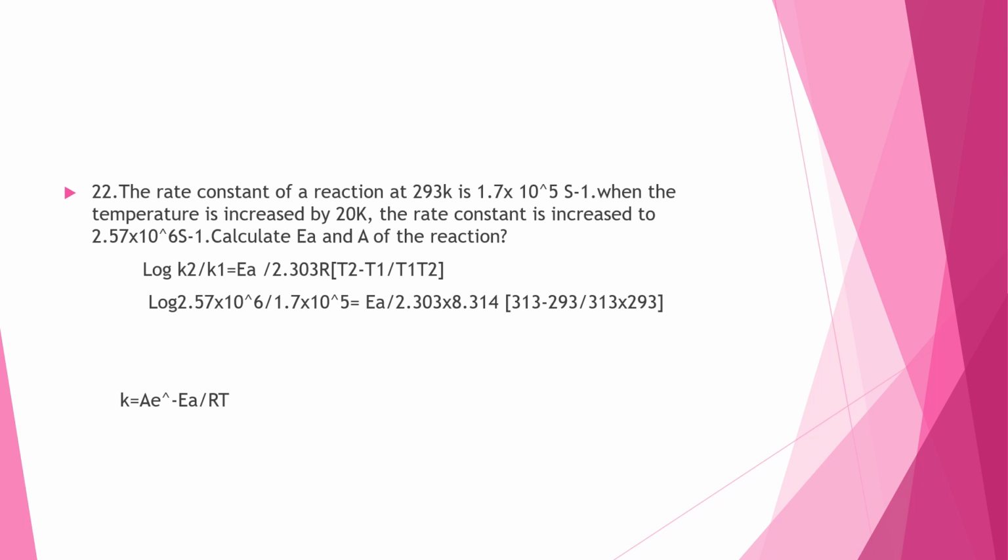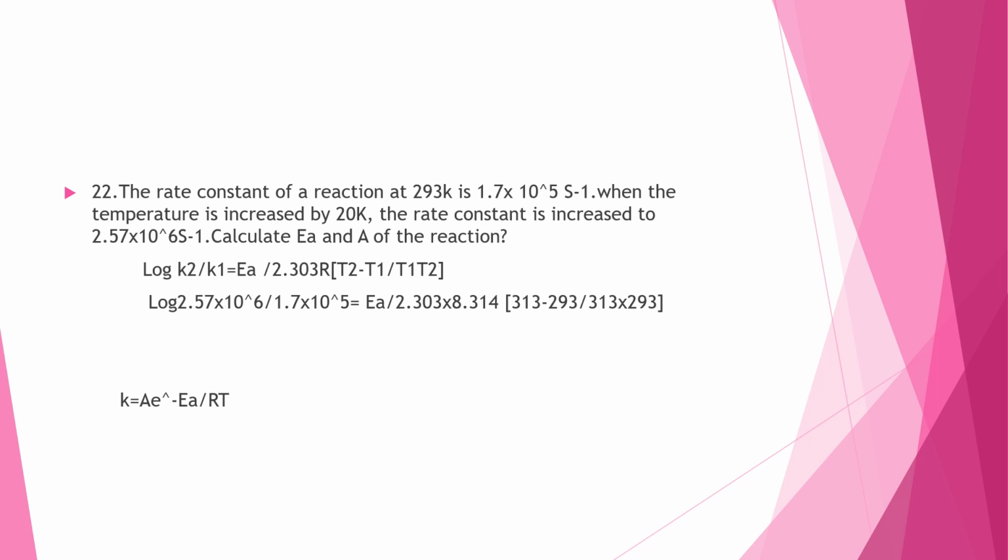Then question number 22, that is the problem. The rate constant of a reaction at 293 Kelvin is 1.7 into 10 raised to 5 second inverse. When the temperature is increased by 20 Kelvin, the rate constant is increased to 2.57 into 10 raised to 6 second inverse. Calculate the activation energy and Arrhenius constant for the reaction.